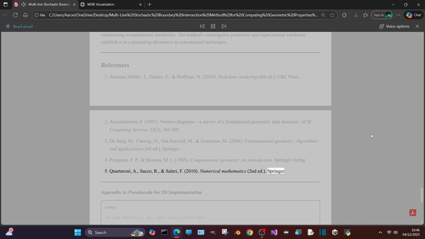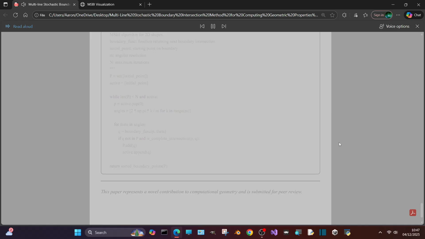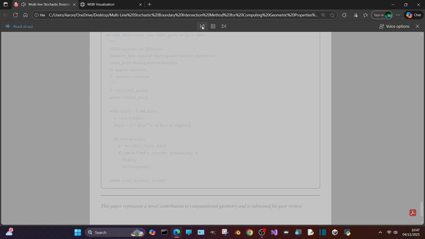Springer. Appendix A. Pseudocode for 2D implementation. Python. def MSBI_2D(boundary_func, initial_point, M=32, N=500). MSBI algorithm for 2D shapes.